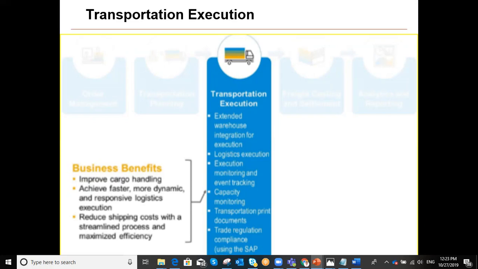Any question for transportation print documents? It's like sales documents, right? Yeah. For freight orders and all other TM orders. Yes. Basically, it is an output determination process used in the transportation documents like freight order.